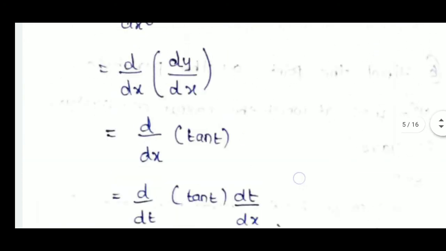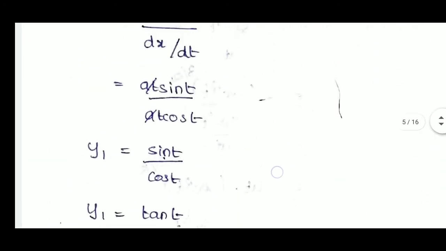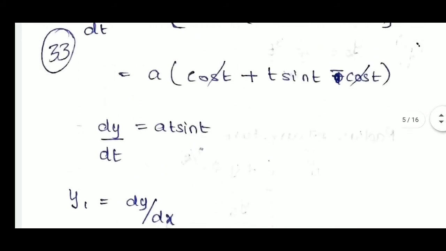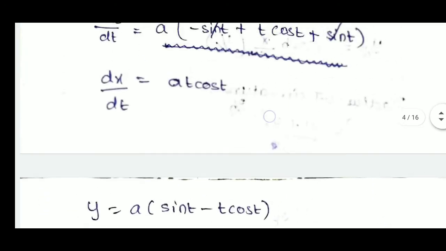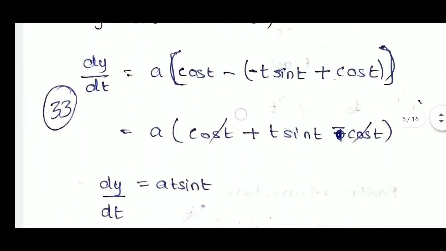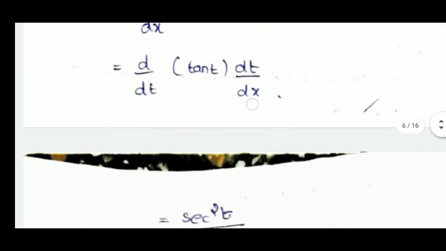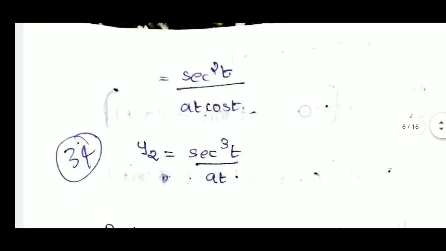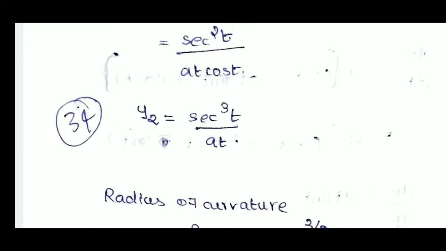The value of dx by dt is a cos t. We substitute here a cos t. y2 equals secant square t by a. 1 by cos t can be written as secant t. So secant square t into secant t, multiplying secant square t and secant t, we get secant cube t by a.